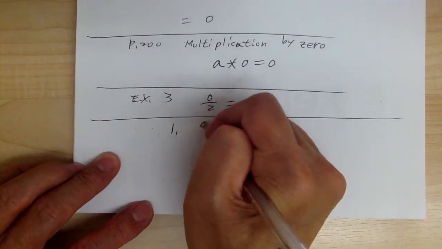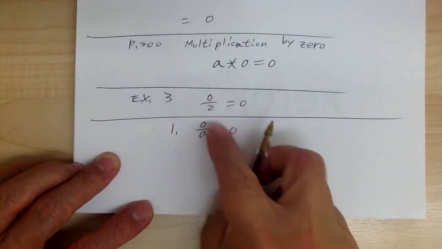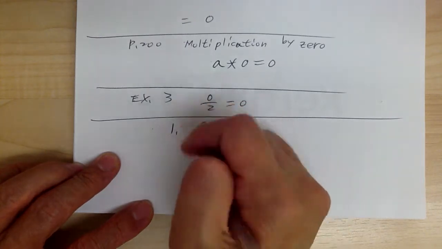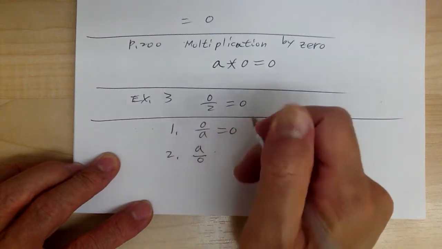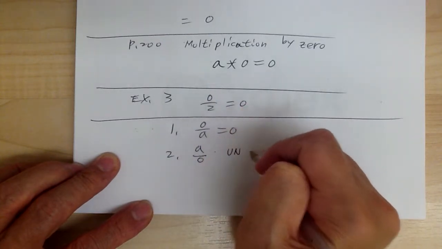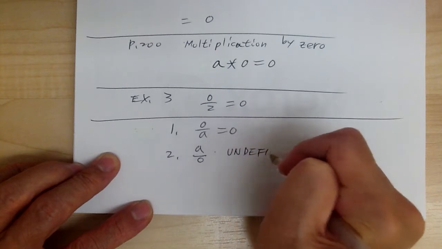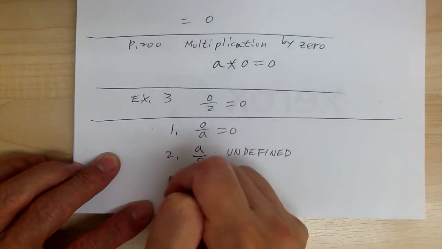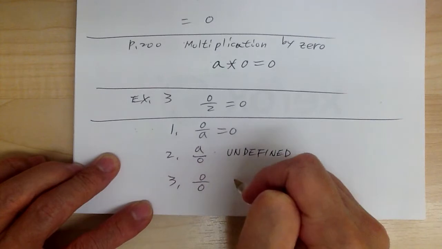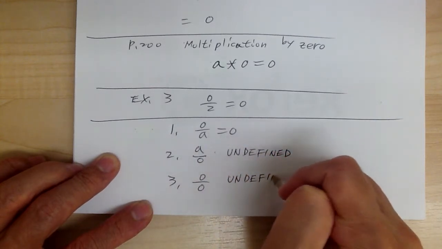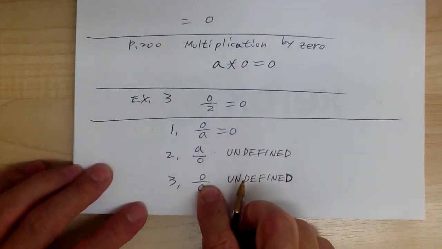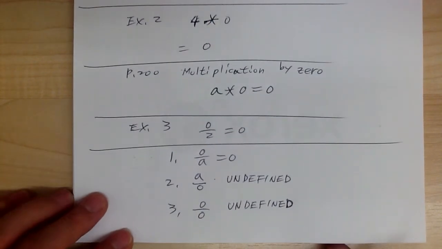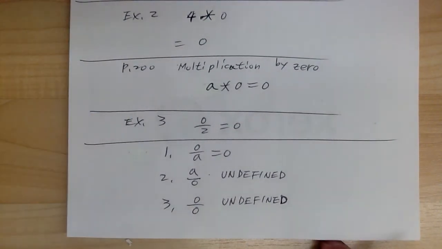So number 1, if you have 0 divided by a, this one is okay. 0 divided by a will give you 0. But if you have it divided by 0, then this one is undefined. Cannot do this, right? So this is undefined. Means cannot do it. Okay. 3, a divided by 0, again this is undefined. So in other words, you cannot divide by 0. Okay, divide by 0 is not allowed. You cannot do that. So make sure you're familiar with all these properties.